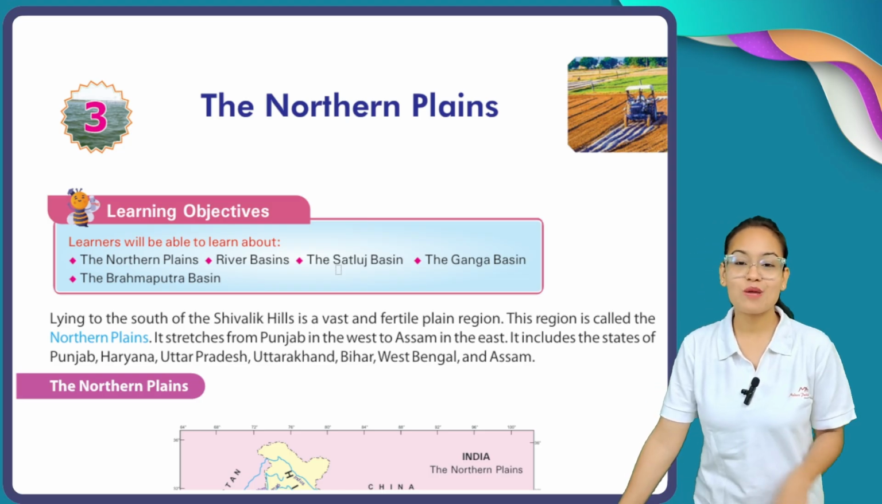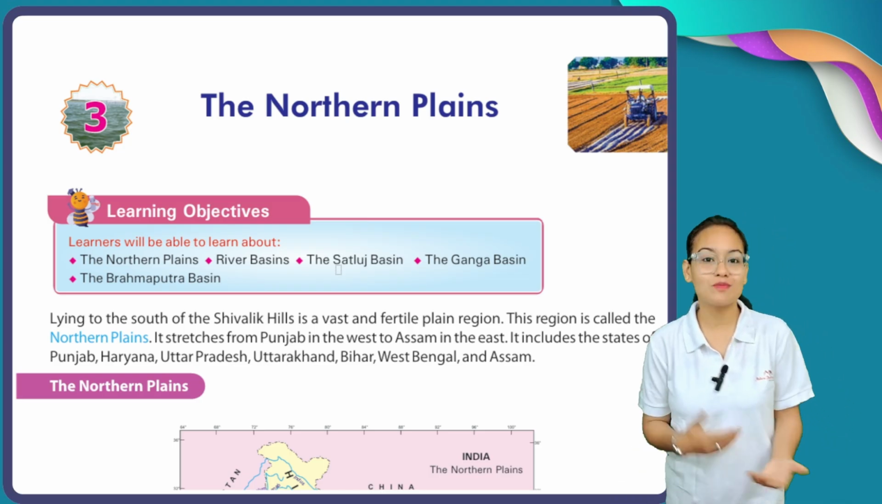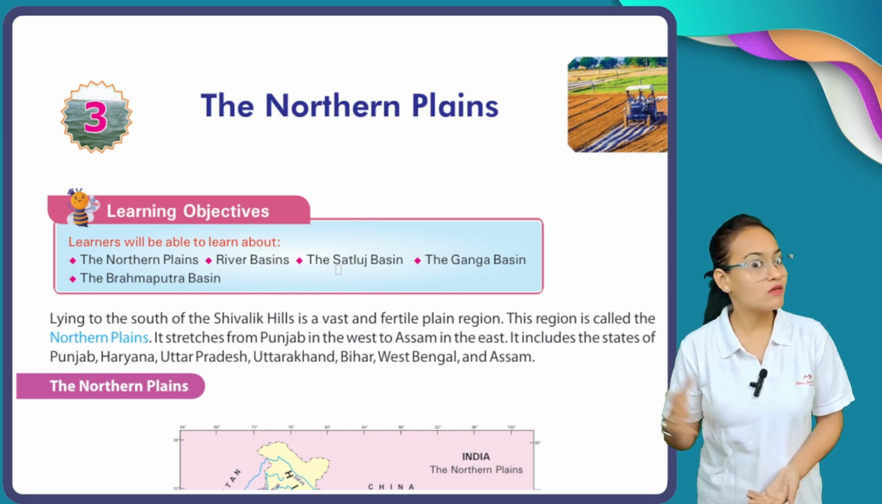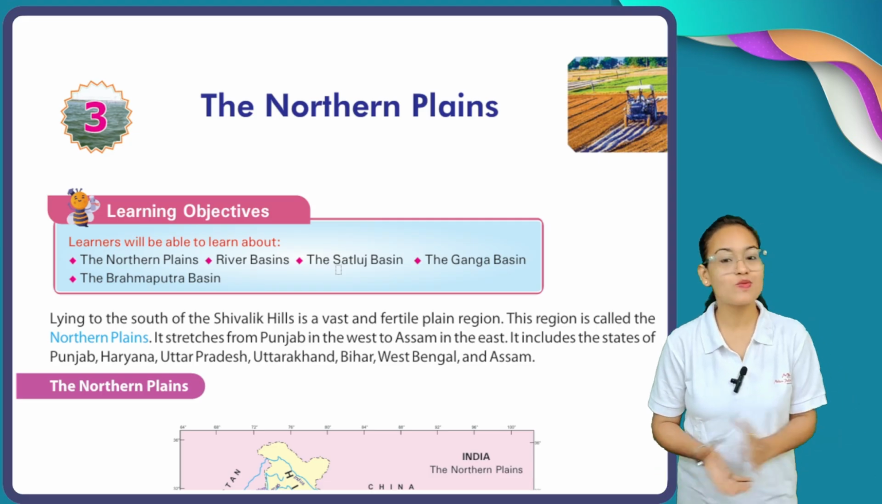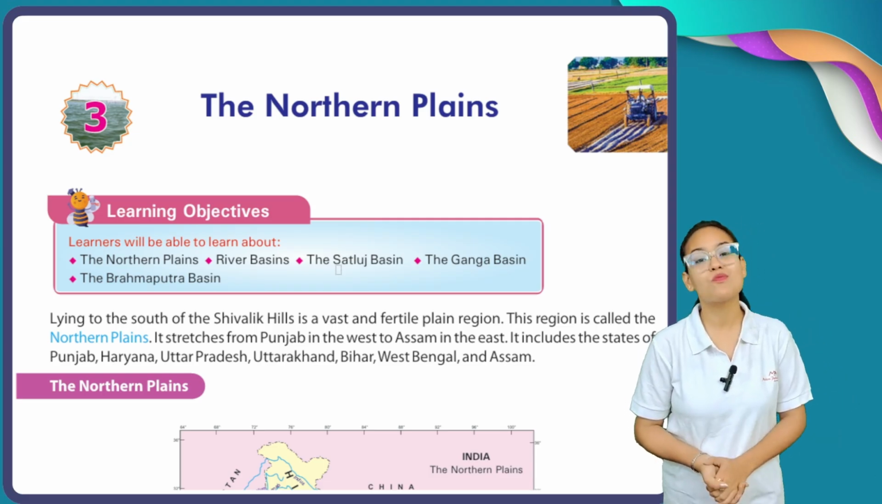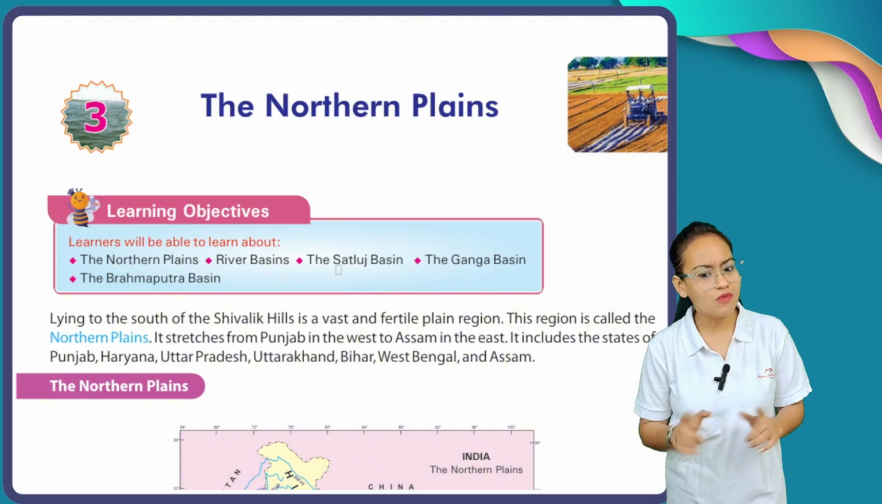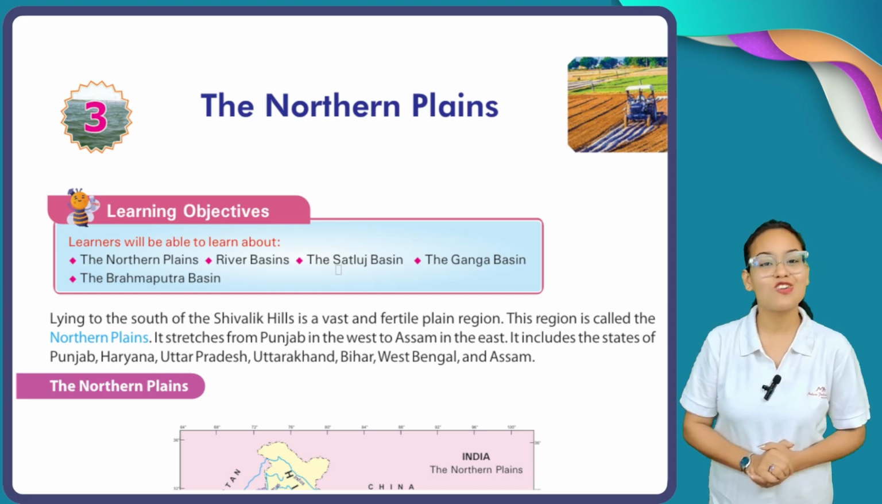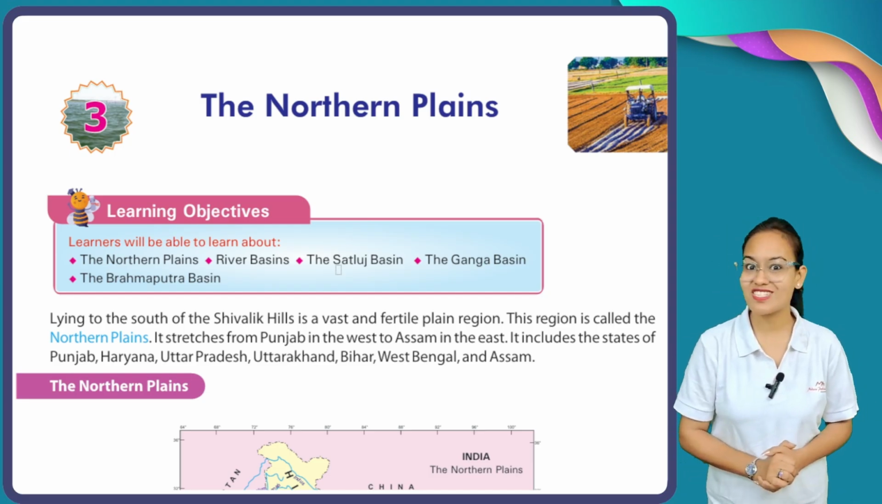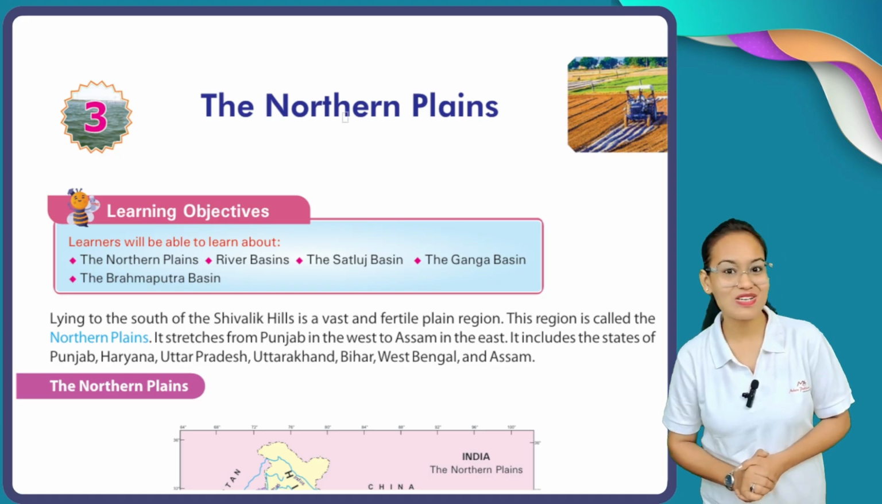Now, in this chapter, we are going to see the northern plains, and what are the plains located at northern plains? They are your Satluj basin, your Ganga river basin, and your Brahmaputra basin. And why only Satluj, Ganga, and Brahmaputra? Because these are the three important and major rivers present in northern plains. Okay, so shall we start the chapter? Come with me and start the chapter.